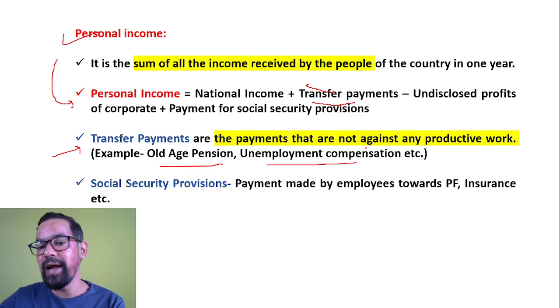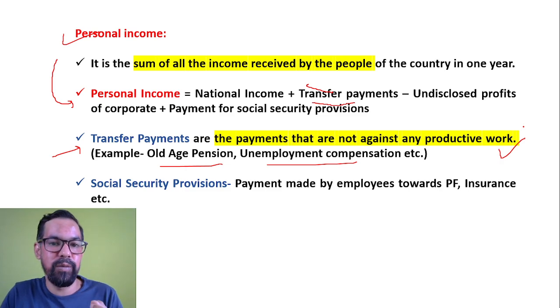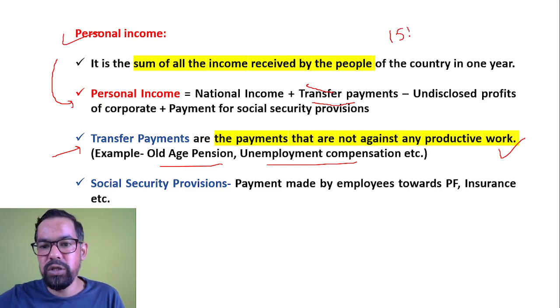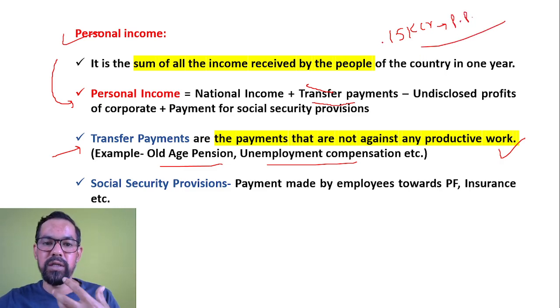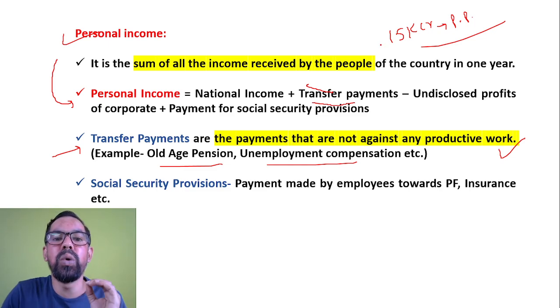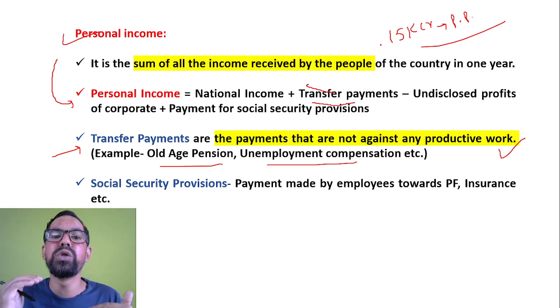So these are payments that are not against productive work. Let's say there is a pension plan run by the government. If you are calculating the personal income of that particular country, let's say the government allocated 15,000 crore for the pension plan for senior citizens. So we are paying this 15,000 crore to senior citizens. There will be no activity from there, there will be no output. We are spending this money with no output.